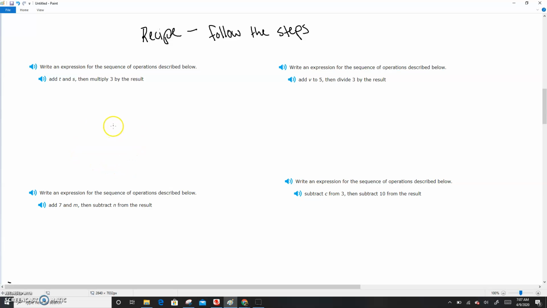This first problem says write an expression for the sequence of operations described below: add t and s, and then multiply 3 by the result. This here is our first step. Add t and s. So our expression is going to be t plus s. And then we multiply 3 by the result. That result refers to t plus s. So we're going to have this.